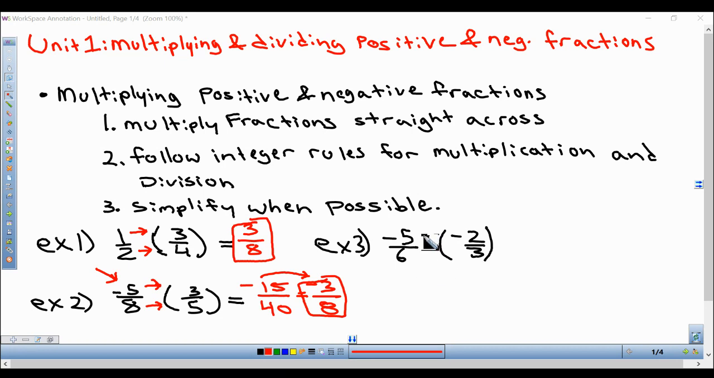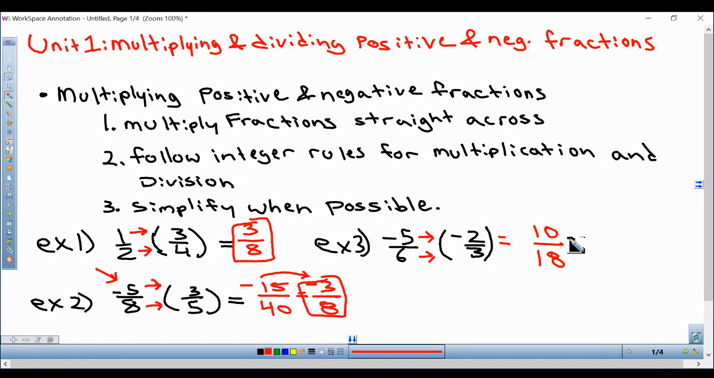So that's something you should already be thinking about as you come across these questions. But first we multiply straight across. This is a multiplication problem. There's no sign in the middle. 5 times 2 is 10. And 6 times 3 is 18. And like we've already said before, a negative times a negative is actually positive.